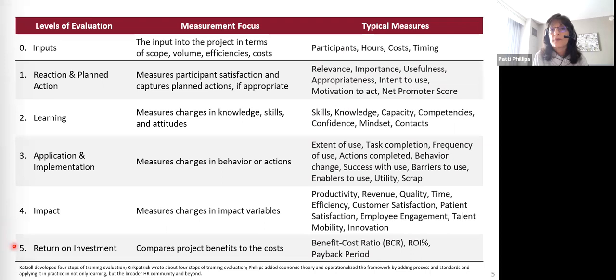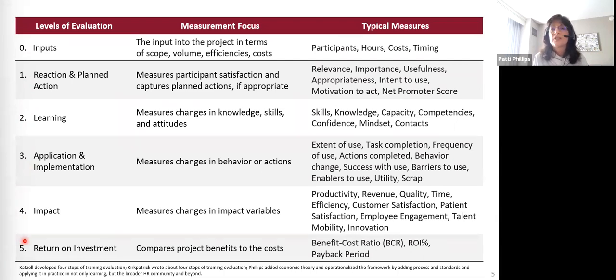Impact and ROI represent cost benefit analysis fundamentally. We can technically conduct impact evaluation and ROI analysis without the other levels of data, but we need those other levels of data. So technically it can be done.